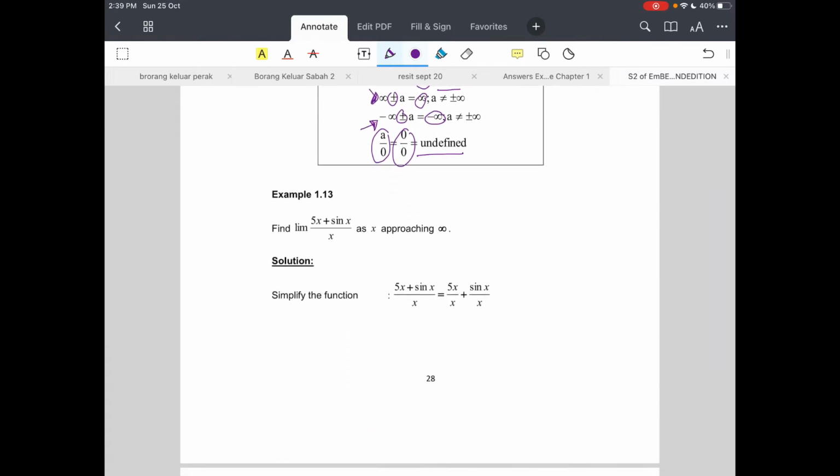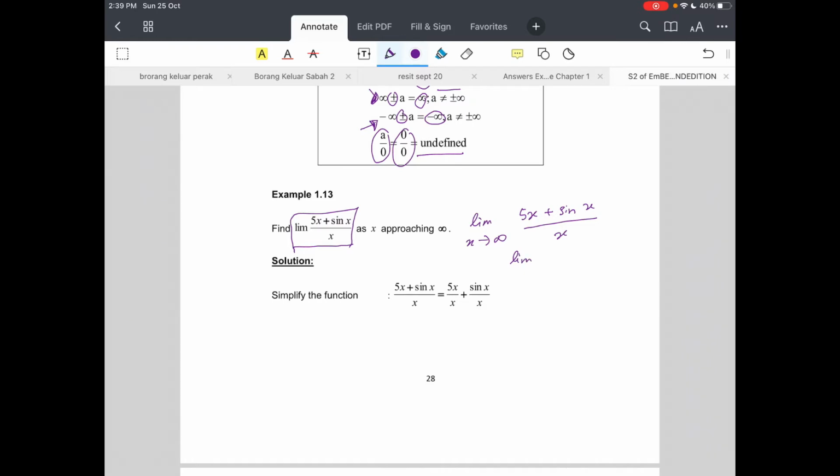If we look into example 1.13, find the limit of (5x + sin x) over x as x approaches infinity. You can write it down like this: limit as x approaches infinity of (5x + sin x) over x. Here, there is no need to straight away apply the infinity value. You might be surprised that you will get 0, but try to look into another alternative.